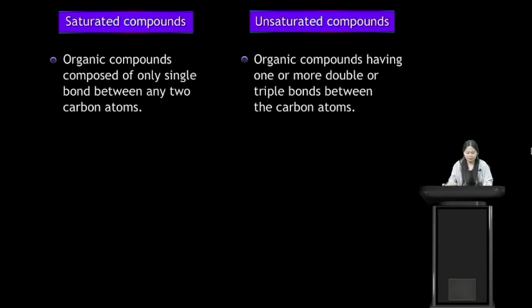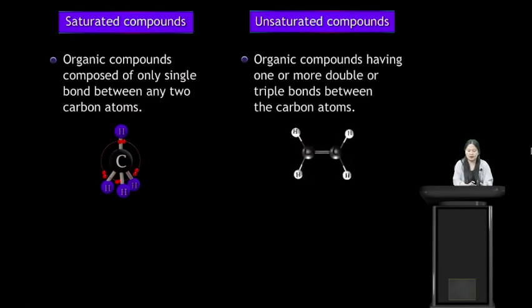Yes, students. So we have some examples. Methane is an example of a saturated compound. There is only a single bond. Ethene is an example of an unsaturated compound. There is a double bond between the two carbon atoms. And then we have ethyne. This is also another example of an unsaturated compound.